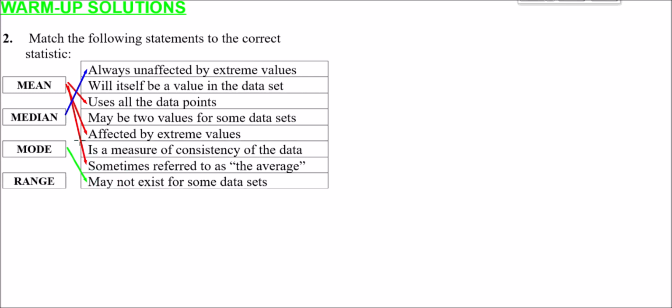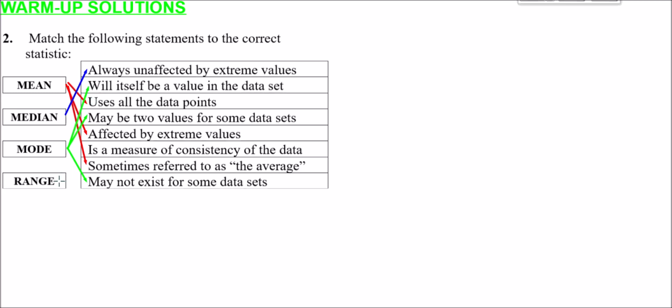As I said, because you could have two modes, sometimes you could have two values for some data sets. And as well as that, the mode will always be a value itself within any data set. For example, the mean may not be in the data set. The median might be or might not be. If there are two values in the middle of a data set, we take the mean of those, so it might be halfway between two existing values. So the median may not exist itself within the data set. The mode always will, however.